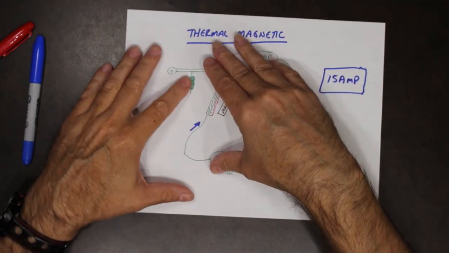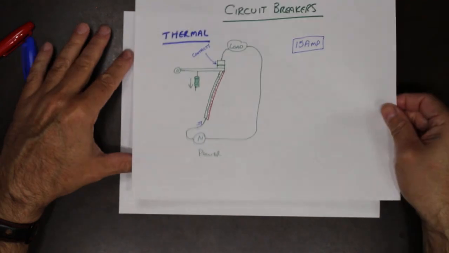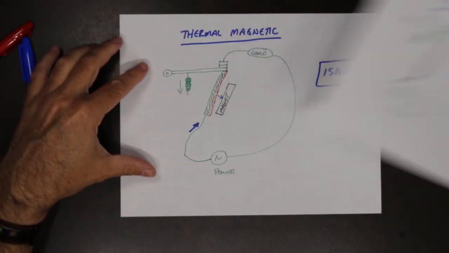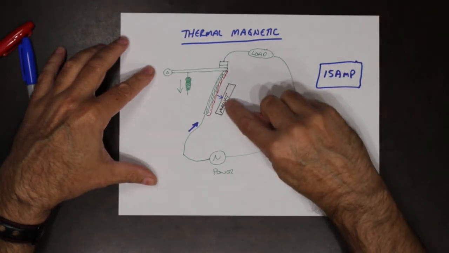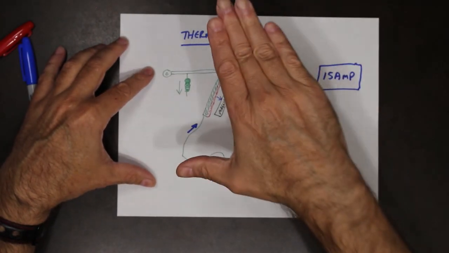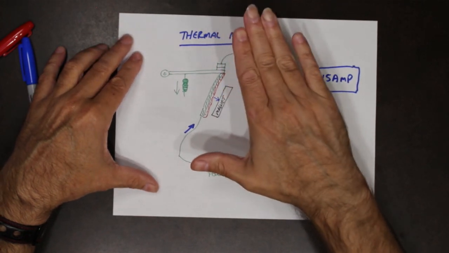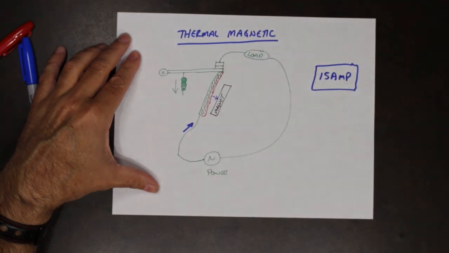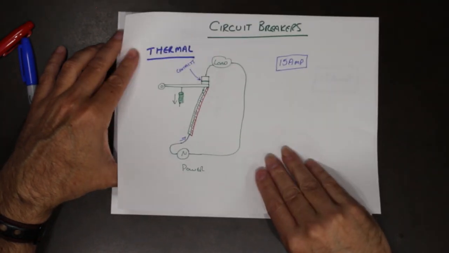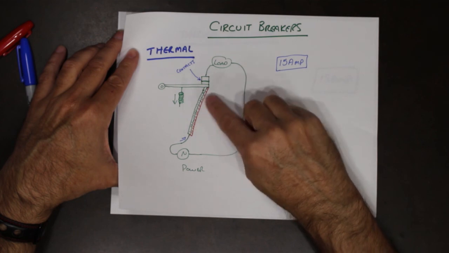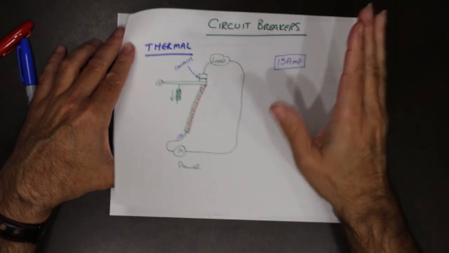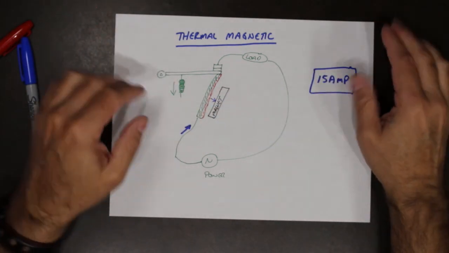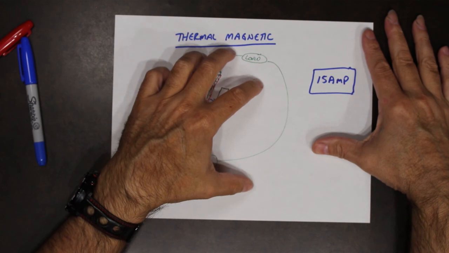So same concept as the thermal, but instead of having to wait for it to bend all the way, it just has to start, and then the magnet takes over. So this type of device has a faster clearing time than this device. With this device, we have to wait for everything to heat up enough to bend the metal. In this case, all we have to do is start bending the metal, and then the magnet snaps it open. So this is a faster clearing time.